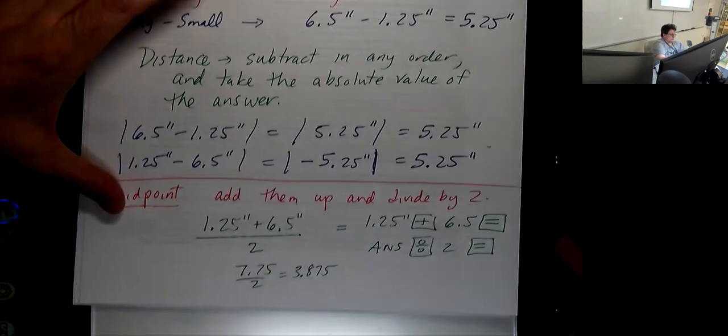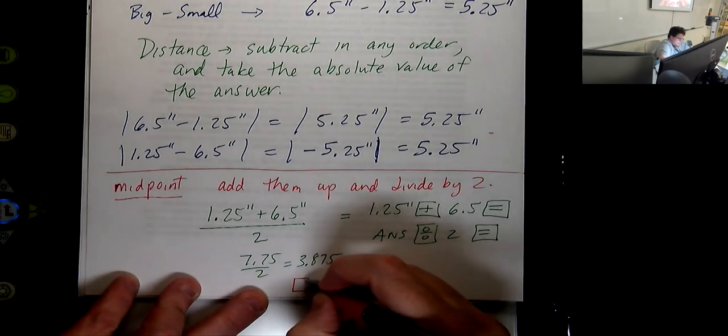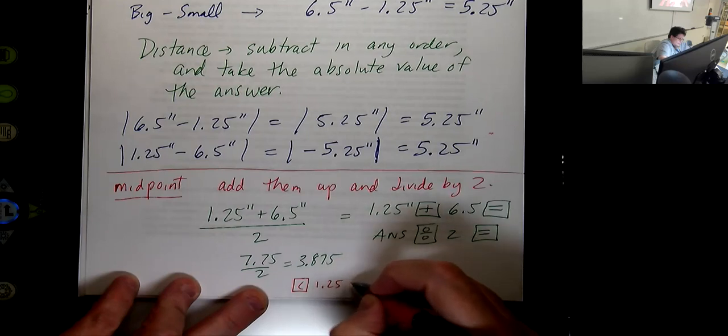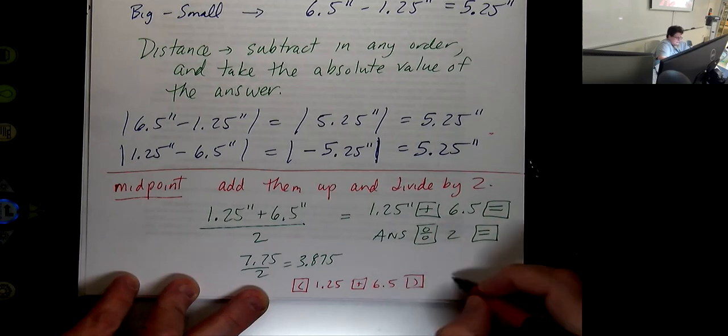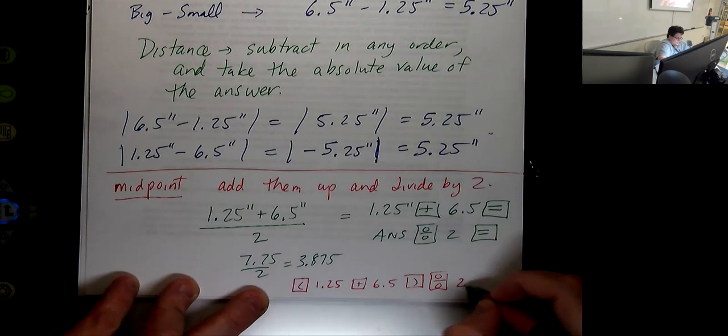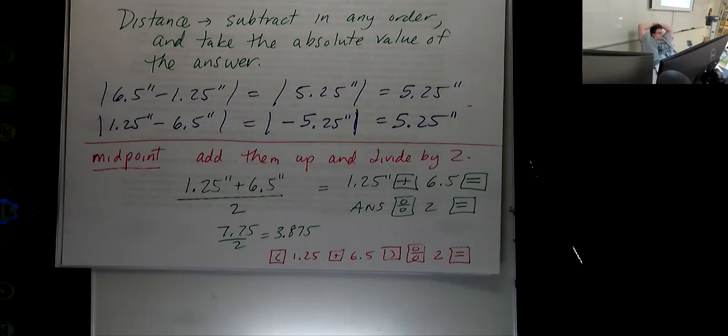If your calculator has a parentheses key, you can do it all at once, but you've got to use the parentheses key: parentheses 1.25 plus 6.5 end parentheses divided by 2 equals. The top one you can't mess up. The bottom one, if you forget to put in the parentheses, you will get the wrong answer, because it will only divide one of the numbers by 2. Are there any questions?